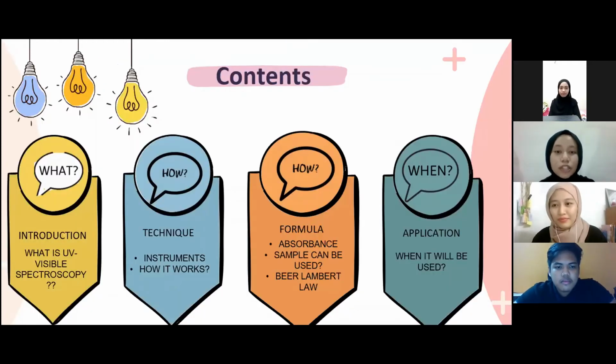In this presentation, we choose to use the 5W concept, which is what, how, and when. For the first part, I will be presenting the introduction of UV visible spectroscopy. Next, Ms. Fatin Inani will explain the technique, the instrumentation, and how UV visible spectroscopy works. Ms. Nurul Natasha will continue to explain the formula of absorbance, the types of samples that can be used, and the Beer-Lambert law. Last but not least, Mr. Guran Hashim will explain the application of UV visible spectroscopy.